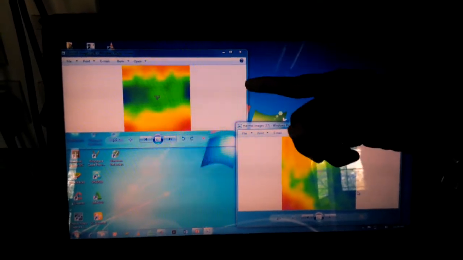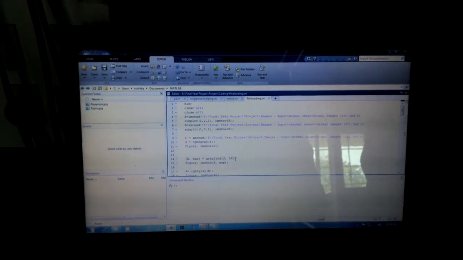These thermal images are processed in MATLAB. This image represents the food item taken before it is cooked, and this is the image captured after the food has been cooked. Both the images are processed, and the corresponding histogram and thresholding are done. This is the MATLAB code, and using this code the readings are simulated.